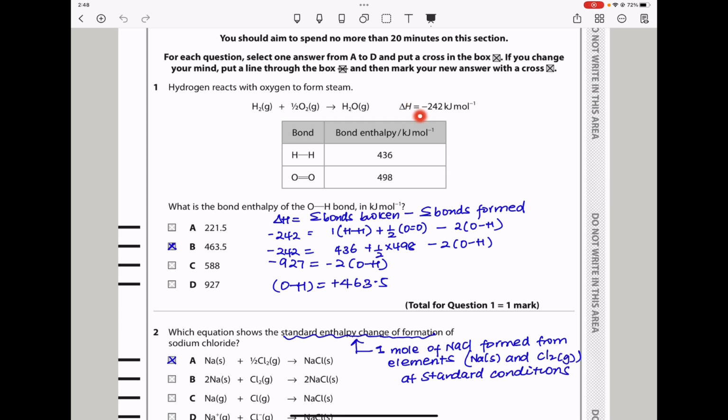We know that delta H is equal to the summation of the bonds broken minus the summation of the bonds formed. So this is going to be equal to 1 hydrogen, which is that, plus a half of oxygen, which is a half of that, minus 2 oxygen-hydrogen, since each water molecule has 2 oxygen-hydrogen bonds. To make H the subject, the answer is 463.5 kilojoules per mole, and therefore B is the answer.